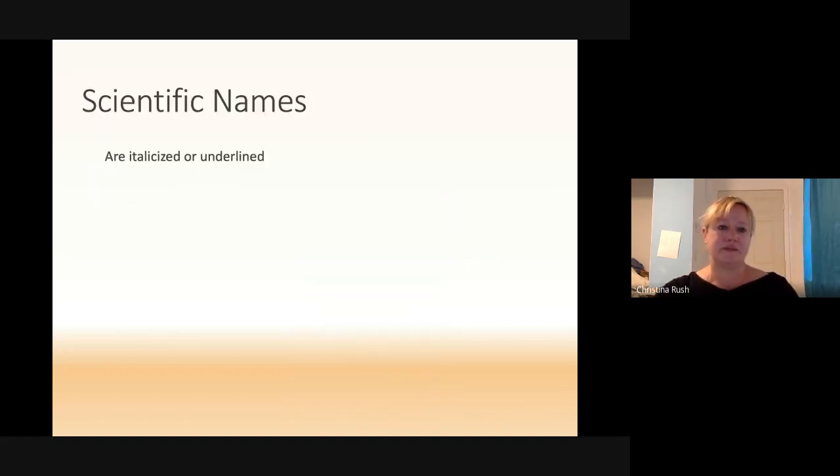Scientific names are italicized or underlined. The genus is capitalized and the specific epithet is lowercase. This is important. When you italicize, we know that it's an official name, that it has been accepted by the scientific community. That is the name that is published. If you don't use this specific capitalization and italics, then you might assume that it's a common name.